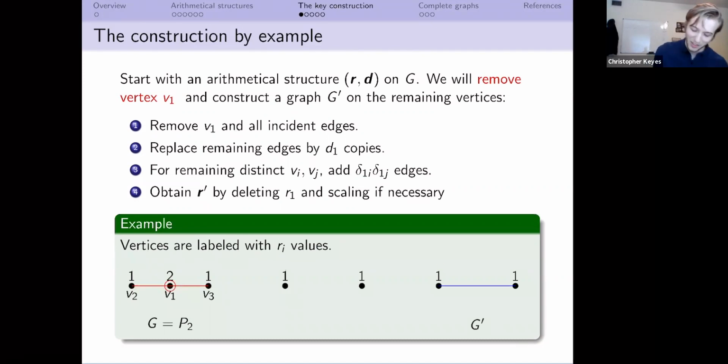And notice that these R values make an arithmetical structure on this new graph G prime. Now, of course, this is sort of a trivial example. We know R_i equals 1 is always going to be an arithmetical structure. So this is kind of a boring end result. So let's see some more interesting ones.